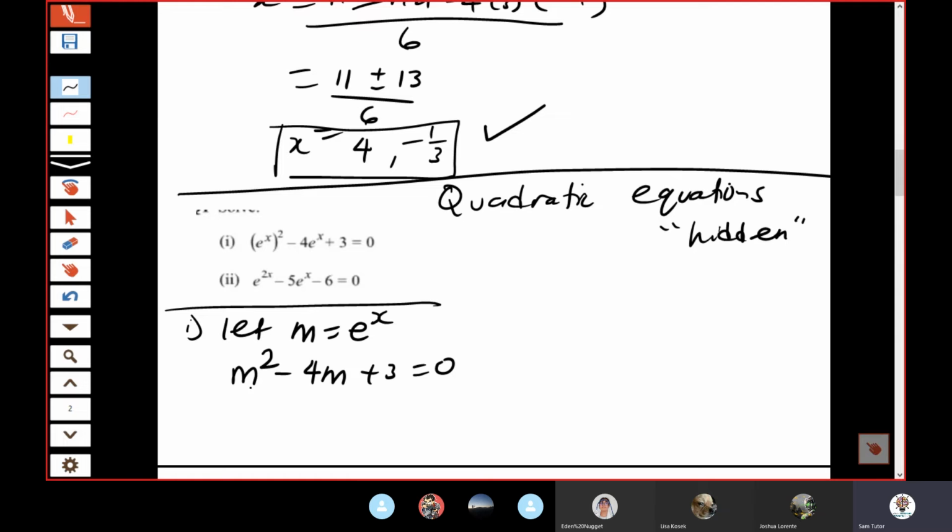Can we actually see that? I can't move on until you guys can see that substitution. Anyone not able to see that substitution? You've got to say it right now, because all of them are going to be quadratic equations, just hidden. Yeah, I see that. Beautiful.